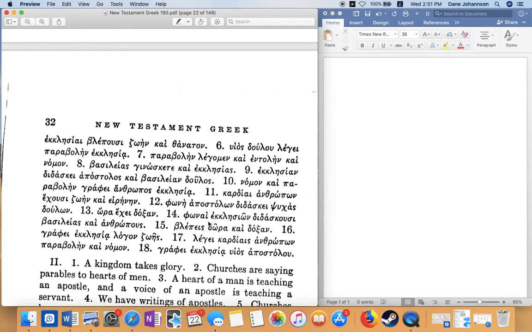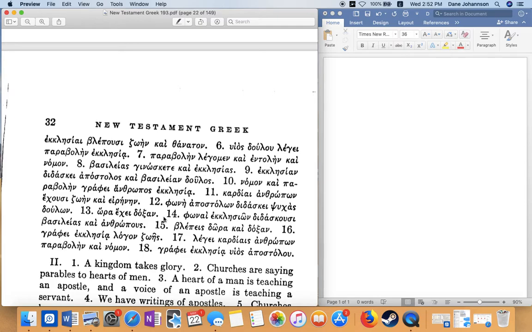So sounds or voices, phoné, that's e phoné, so nominative singular feminine. Phoné ecclesion, so the voices of churches, ecclesion. What are they doing? What are the noises or the voices of churches doing? They are didaskousin, they are teaching, so usi, they teach. Didaskousi, they teach. Vasilias ke anthropos. That's what they're doing. Voices of churches teach kingdoms and men. Phone ekklesion didaskousi vasilias ke anthropos, both in the accusative. Tas ekklesias en tous anthropos.